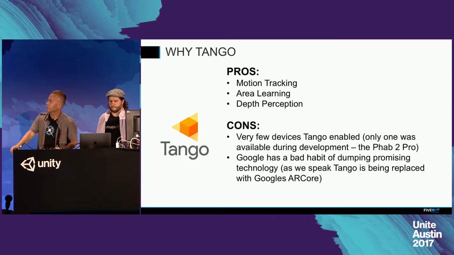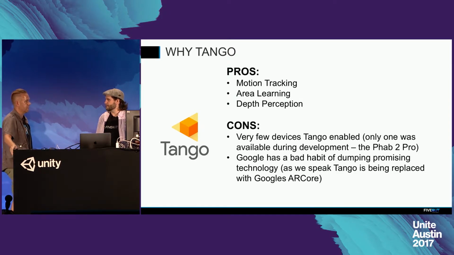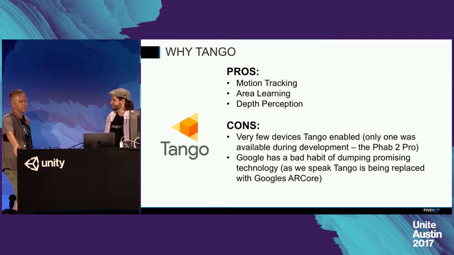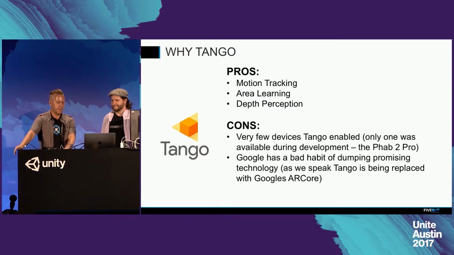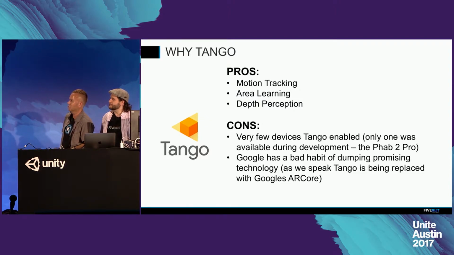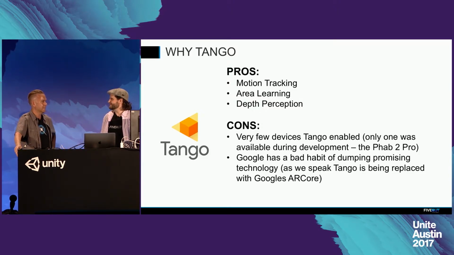The big downside with using Tango was very few devices, even still today, are Tango enabled. At the time, there were actually no Tango devices available. The Google Tango tablet had stopped being sold, so we had to time our development to start on the week that the Lenovo Phab 2 Pro, which is the first Tango phone, was released. And also, as we've now seen, Google has a habit of discontinuing promising technology, and we now see that Tango is kind of being phased out for ARCore.